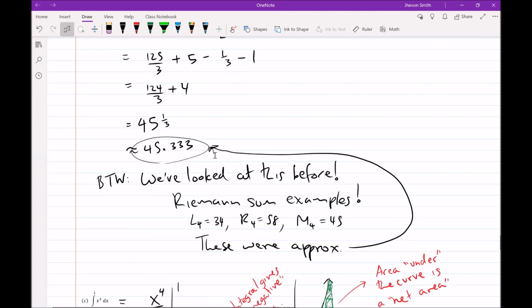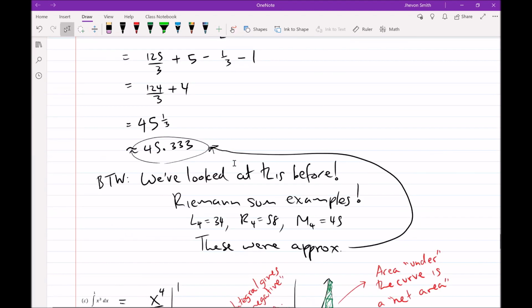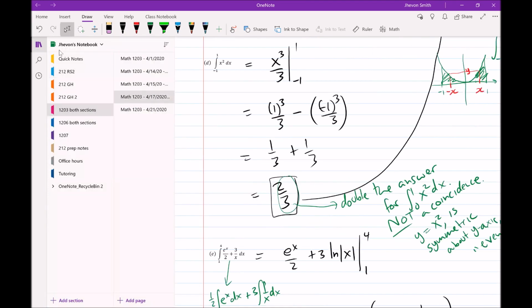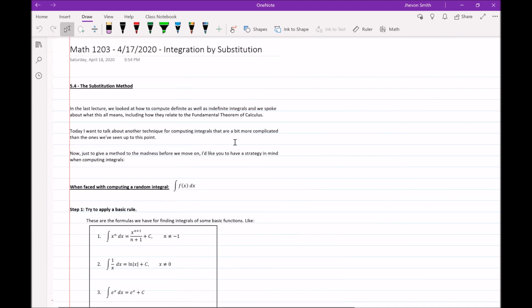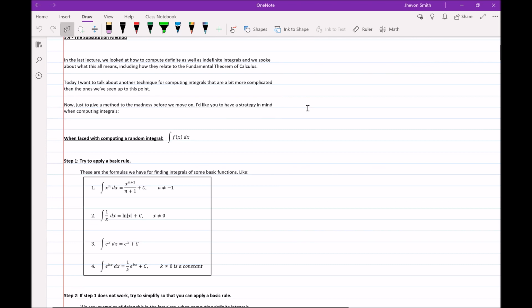But yeah, this again is what we did in the last lecture, so I'm not going to go over all of that. Let's actually go into the topic of the day, which is integration by substitution. Okay, so we'll talk about some applications later.